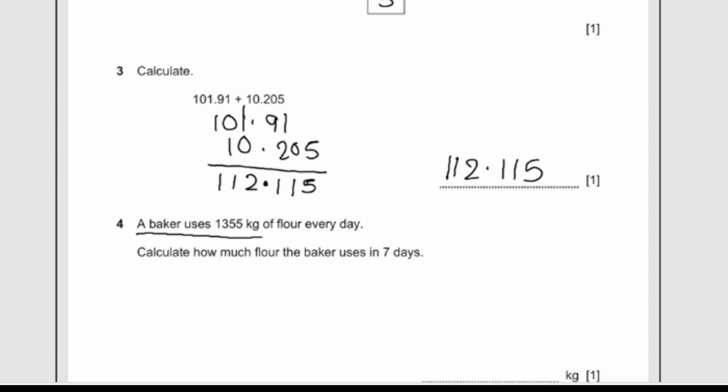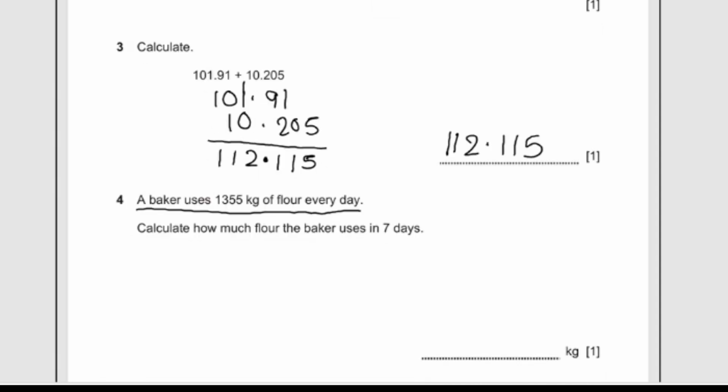So the next question is: a baker uses 1355 kg of flour every day. Calculate how much flour the baker uses in 7 days. So the question is giving you every day and asking you to calculate for 7 days. So simply multiply the numbers. So 1355 multiplied by 7.